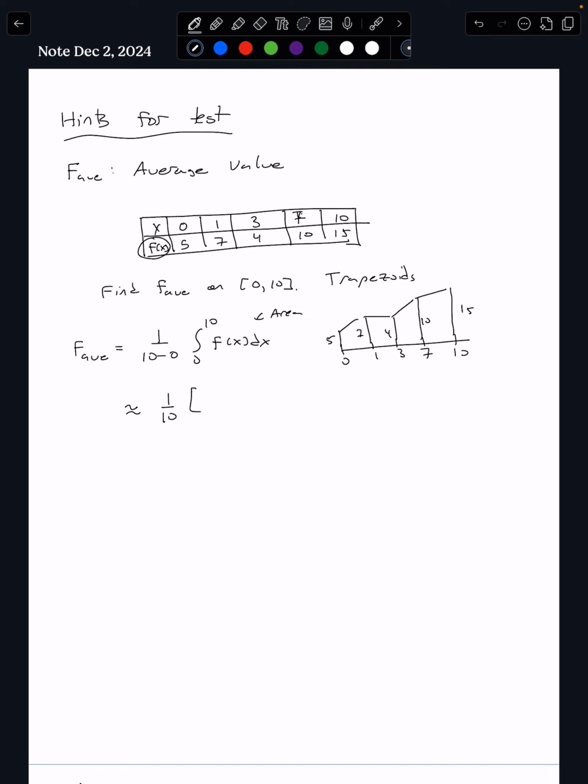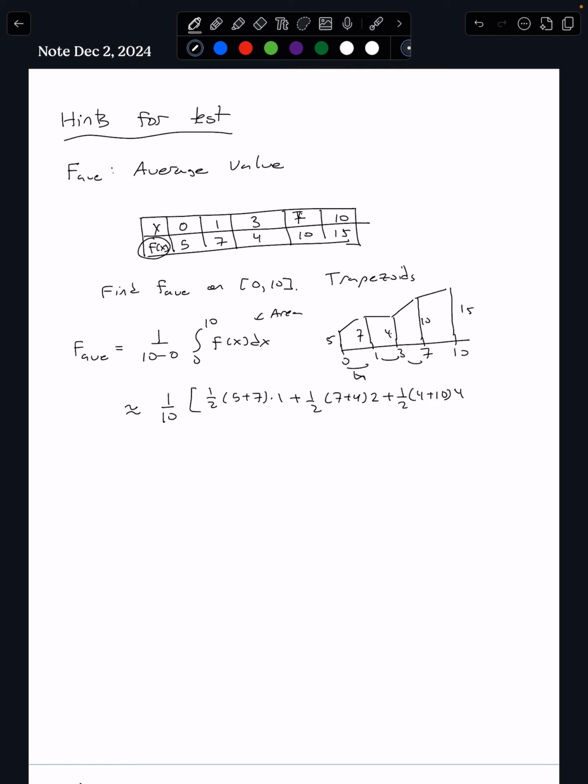So the area of a trapezoid is 1/2 the sum of the bases times the height. So the first one, 1/2 the sum of the bases, 5 plus 7, and then the height, that's just this 1 over here, so times 1. Plus the second one, 1/2 7 plus 4. Be careful, the height here is 2. Plus 1/2 the sum of the bases, that's 4 plus 10. And the height here is 4.